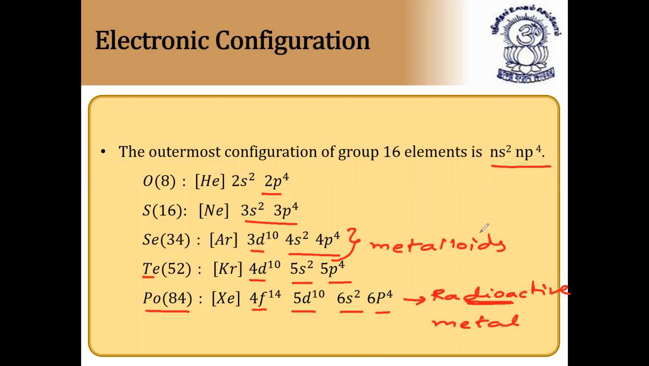Metalloids. And oxygen and sulfur are non-metals. So please note down all these things. The general outermost electronic configuration of group 16 elements is ns2 np4. So note down all these points, very, very important. I hope it is clear.